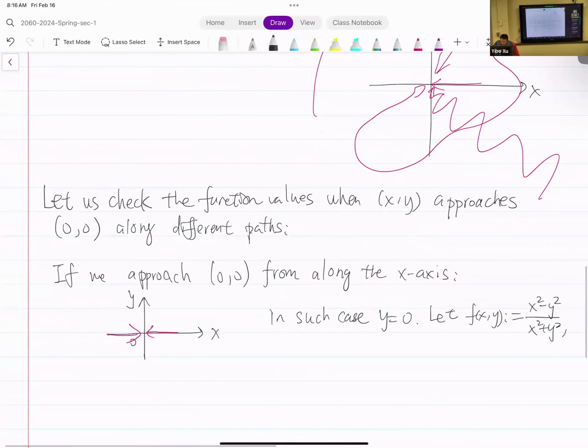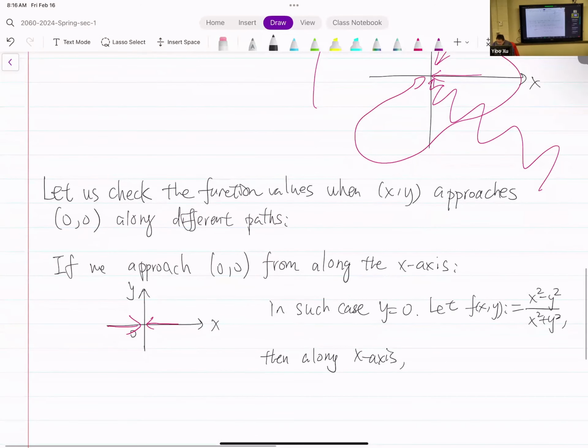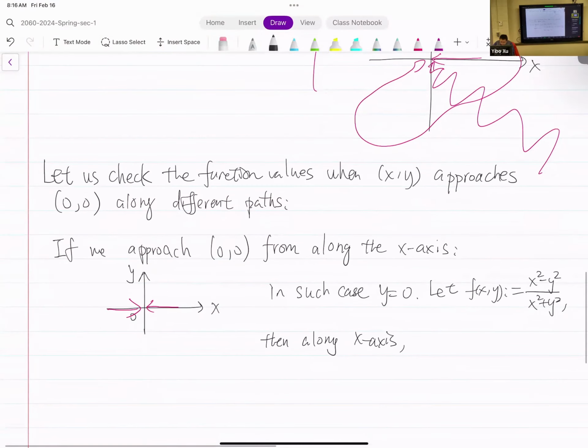So then along the x-axis, we can just plug in y equal to 0, okay? And let's see what happens. So f of x, 0 equals, so now we have what? We have x squared minus 0 over x squared plus 0. Right? So this is x squared over x squared, which is 1, which is a constant, regardless of the input. Right? As long as x is not 0, it's 1.